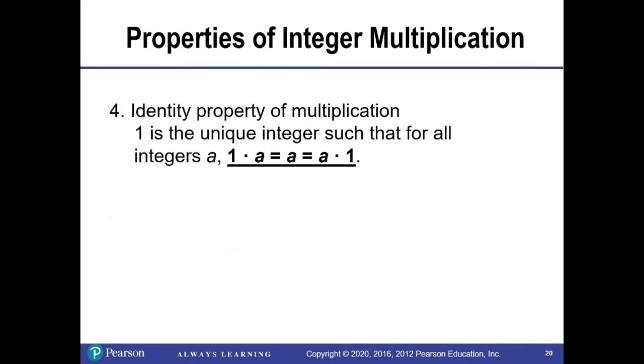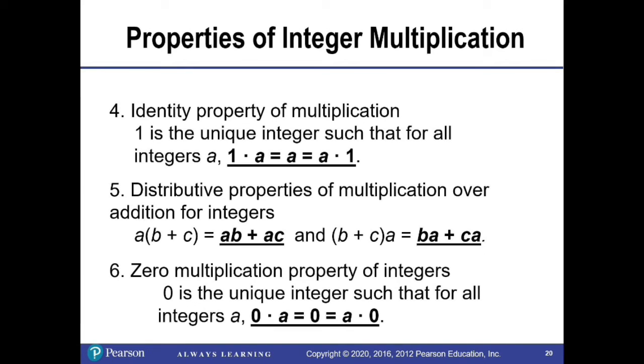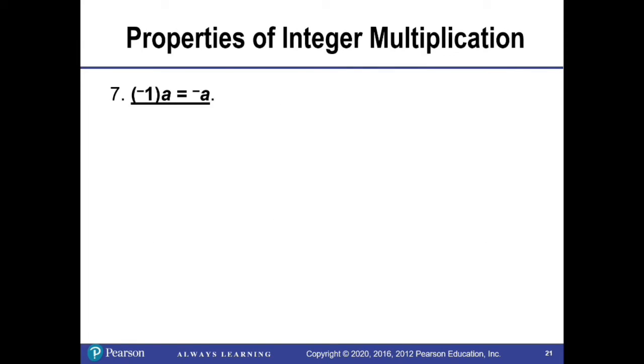Next, we have our identity property. We saw in our patterns that 1 is our multiplicative identity. 1 times negative 2 is negative 2. We also have our distributive property. And we have our 0 multiplication property. When I multiply times 0, my answer is 0. Now this brings us to some new properties. So let's say I have negative 1 times a. That's going to be negative a. In other words, when I multiply by negative 1, I take the opposite of my number.